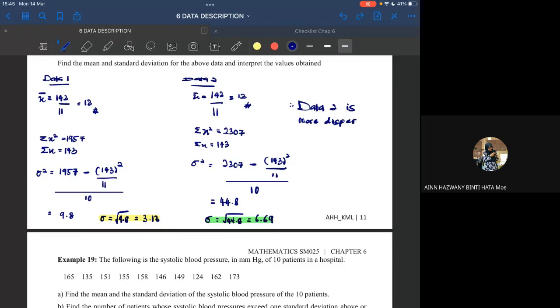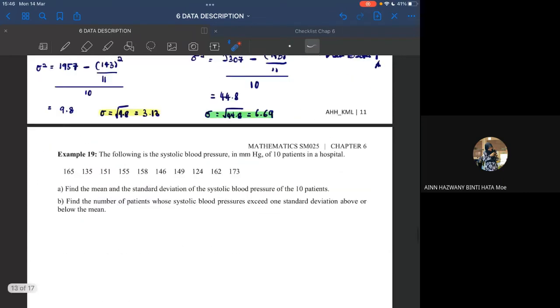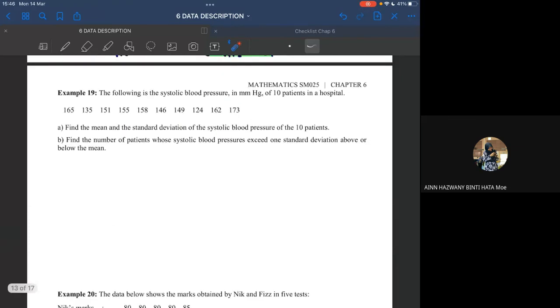Dispersed. And less consistent than data 1. Okay, sebab apa? Sebab the standard deviation is bigger than the other standard deviation. Okay, boleh ke? Boleh, Miss. Okay. Alright. So kita akan habiskan sikit lagi untuk standard deviation and variance untuk ungrouped data. Untuk grouped nanti kita akan sambung.